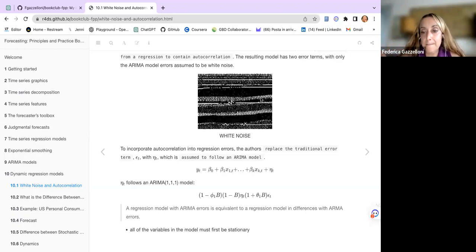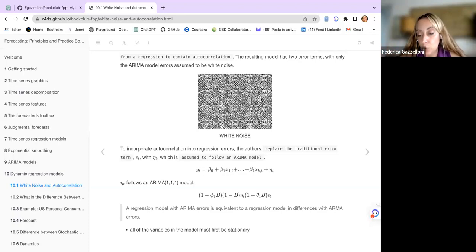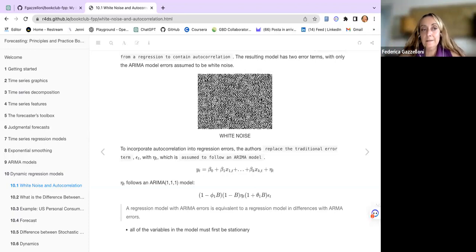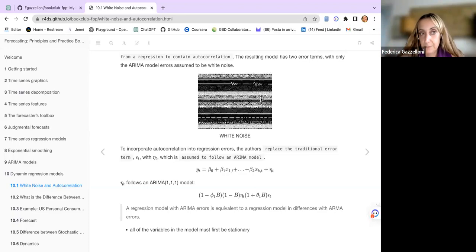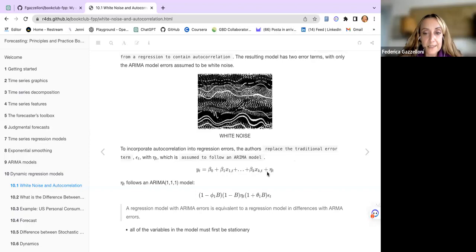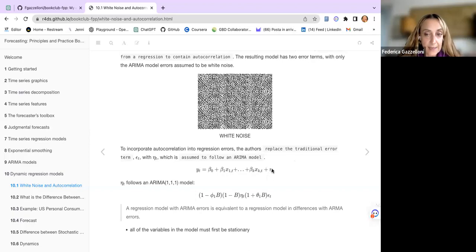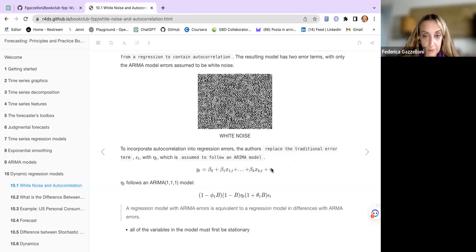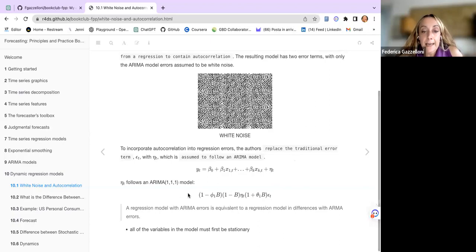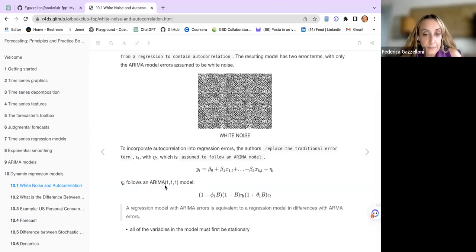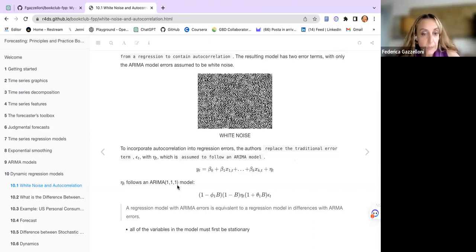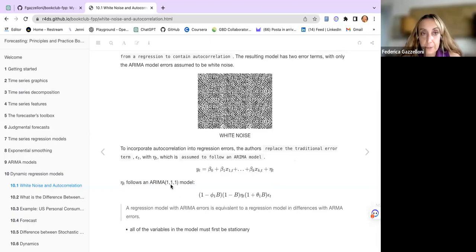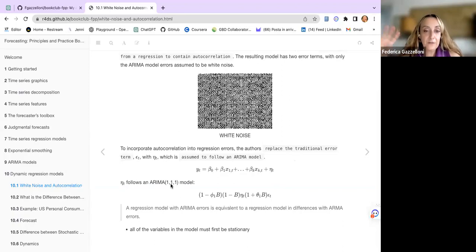So basically, we try to identify the behavior of this residual. Okay, so for this reason, we call it differently. We had an epsilon, now we have an eta, sub t. And this will follow an ARIMA model with p and q, but also a difference. So this is the key thing, the main difference.